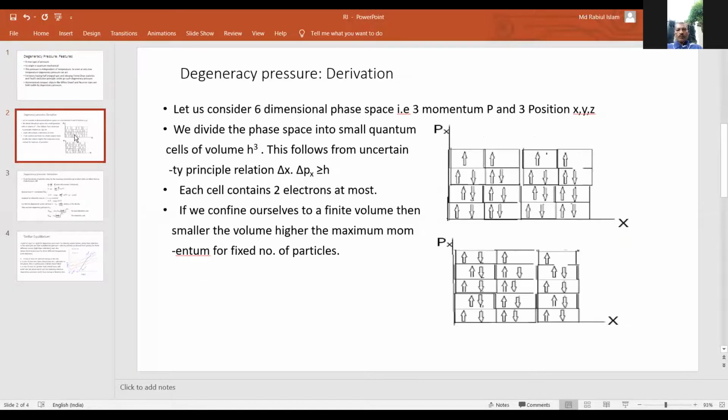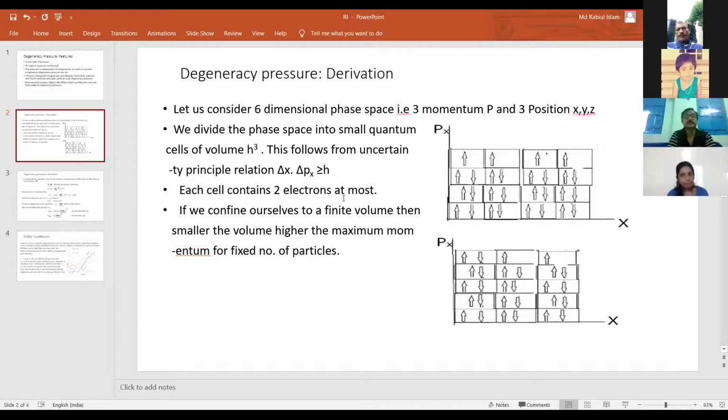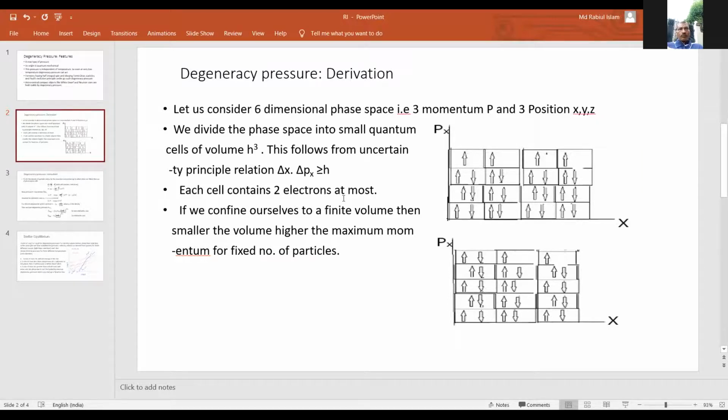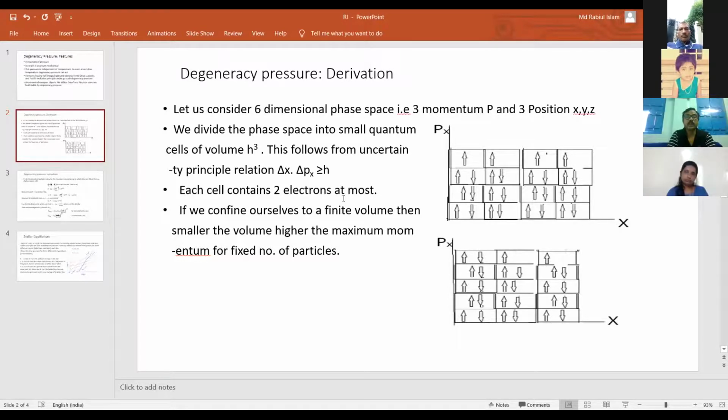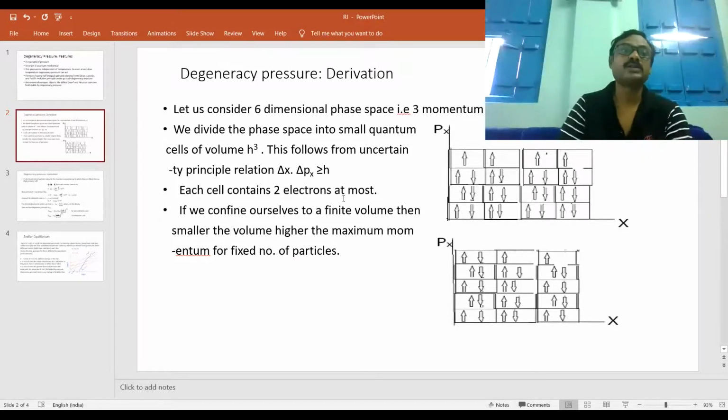Now the derivation. In these two pictures, it is shown that the six-dimensional phase space, three momentum space and three position space, is divided by small quantum cells of volume h cubed. This follows from the uncertainty principle. Each cell contains two electrons at most, one up spin and one down spin. If we confine ourselves to a finite volume, then the smaller the volume, the higher the maximum momentum for a fixed number of electrons. In the upper figure, the space is longer, and in the lower figure, the space is shorter, so its highest momentum is greater.